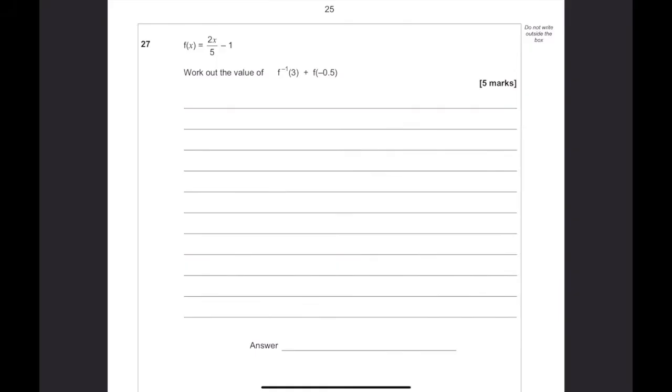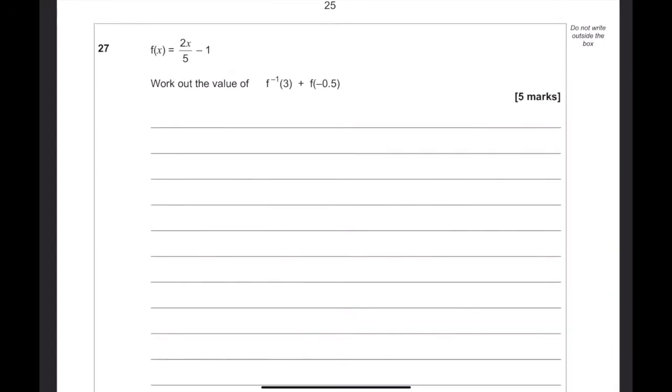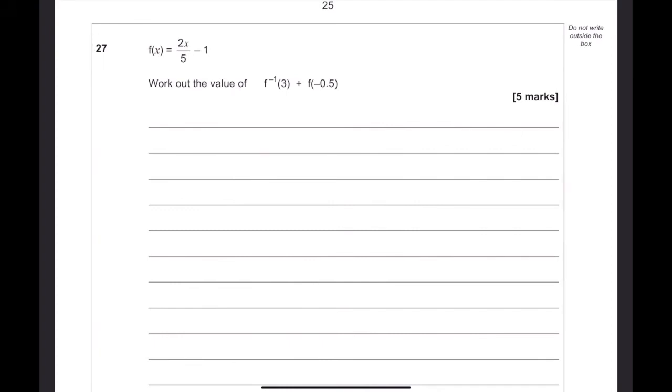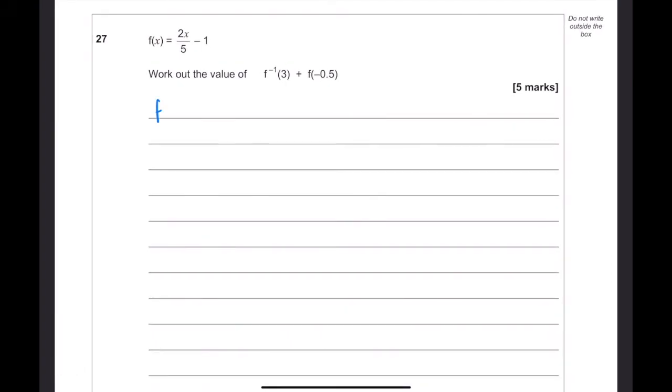So our final question, question 27. f of x equals 2x over 5, minus 1. They've asked us to do the inverse of f and sub in 3. So first of all, we need to find the inverse of f. So we want to set f of x equal to y, 2x over 5 minus 1, and we want to rearrange this so that we can get x as the subject.